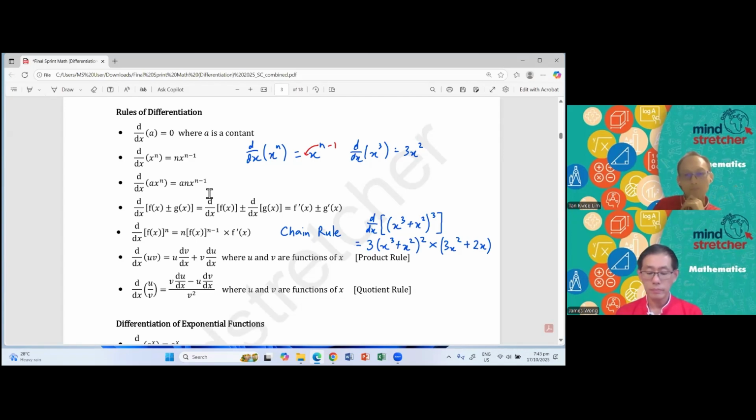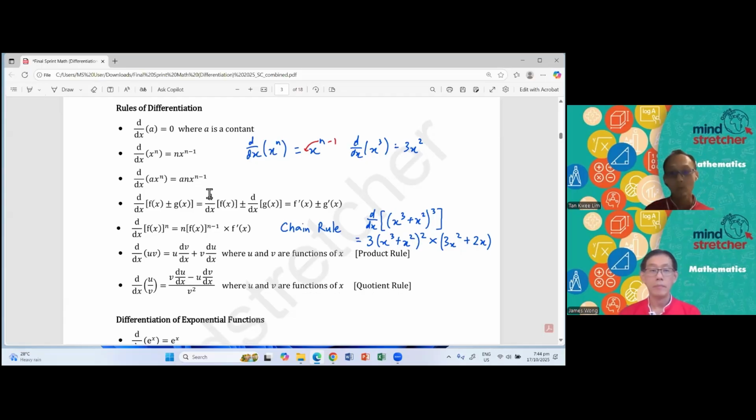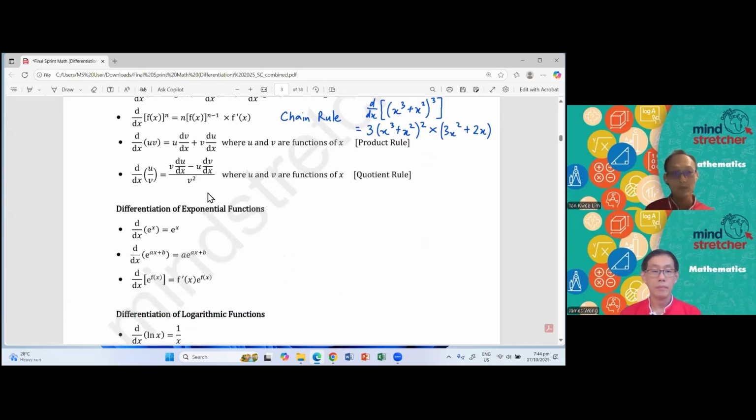And then the next one is the quotient rule, which is when you have a function over another function. This is v du/dx minus u dv/dx, over v squared. So this is the quotient rule. We will look at it in more detail later when we are applying it in the questions themselves.